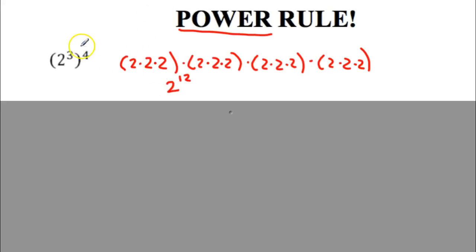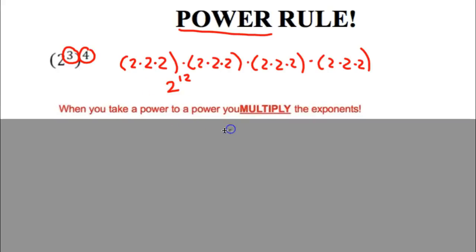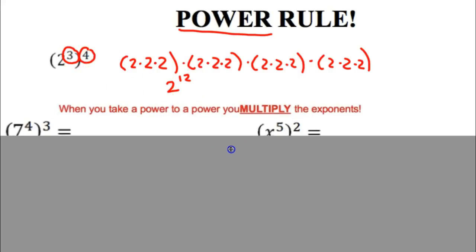Is there an easier way? There is. We got this 3 and the 4. Well, 3 times 4 is 12, right? You just multiply them together. So the power rule, when you take a power to a power, you multiply the exponents, right? So you don't have to do this whole expansion. You can just multiply 3 times 4 and get 12. Perfect. Let's do some examples.